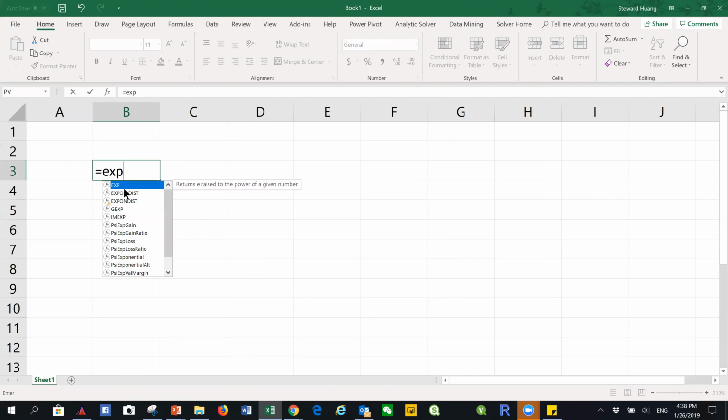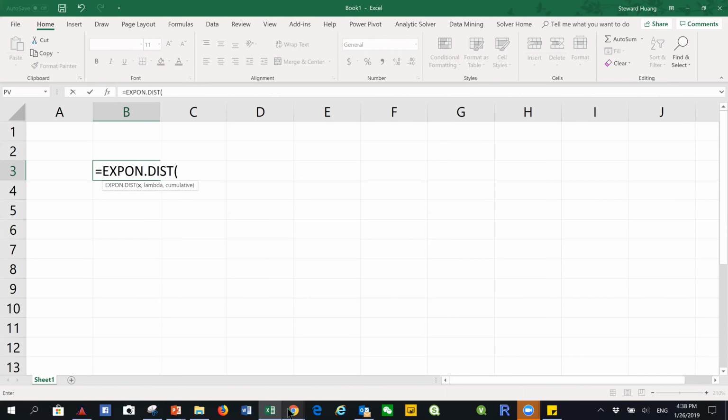Exponential distribution. Choose exponent. You click on that one, then you will see the prompts underneath here. This means that you want to find the cumulative probability. So here you have cumulative. If cumulative is true, you click on 1. Otherwise, it's 0.